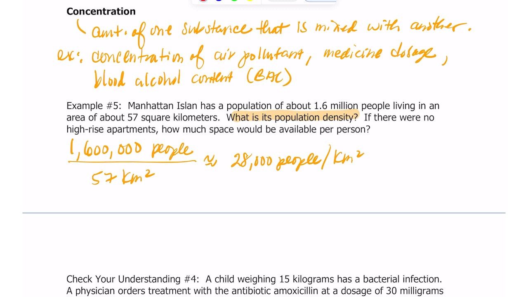The second question is, if there were no high-rise apartments in Manhattan, how much space would be available per person? So think about how much space the high-rises save, right? If they didn't exist, how much area would each person get? Like, what would be your property? So I would need to take a conversion here, and my conversion is the answer I just found. I've got 28,000 people, and that's equal to 1 square kilometer.